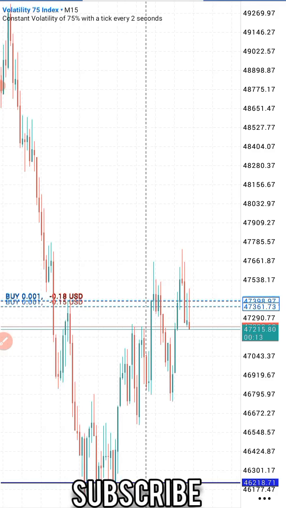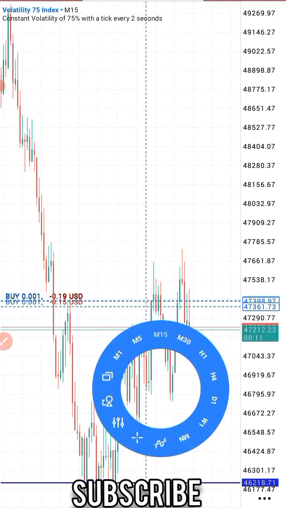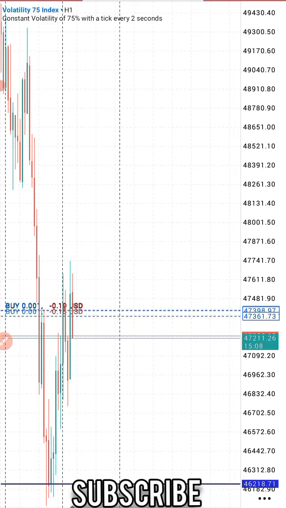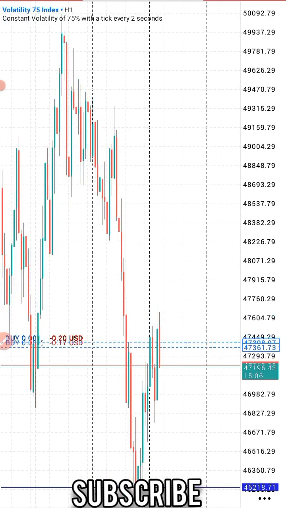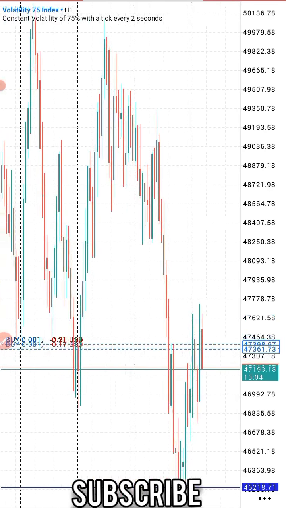If you look at it, it's actually a buying trade. You see it has reached this level, so it's actually a buying trade.